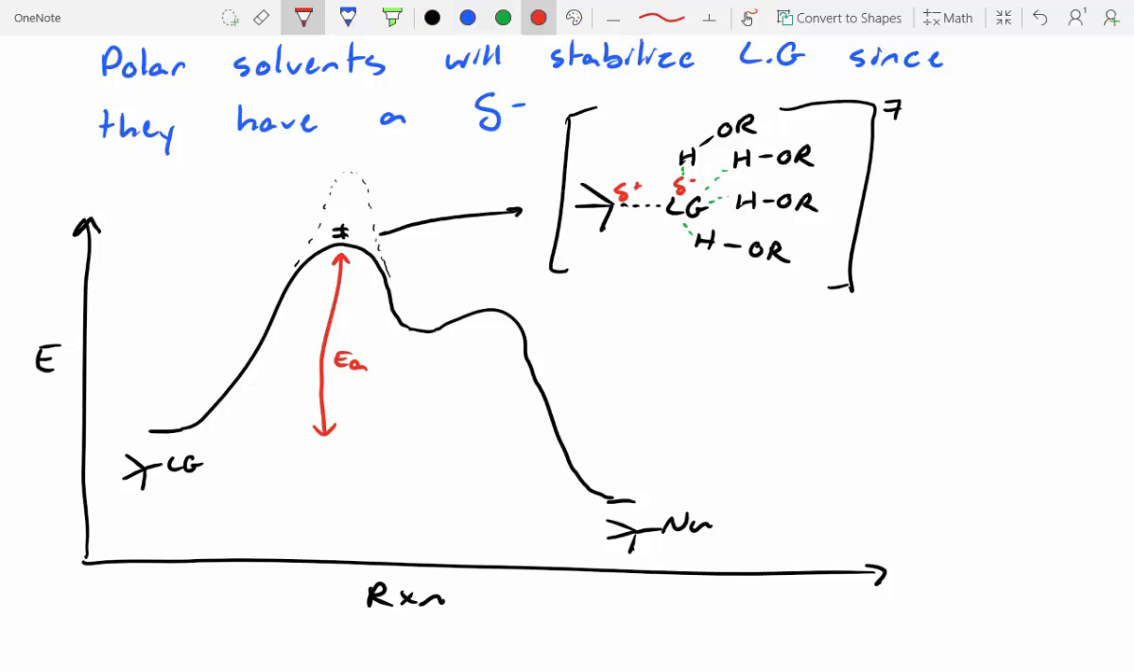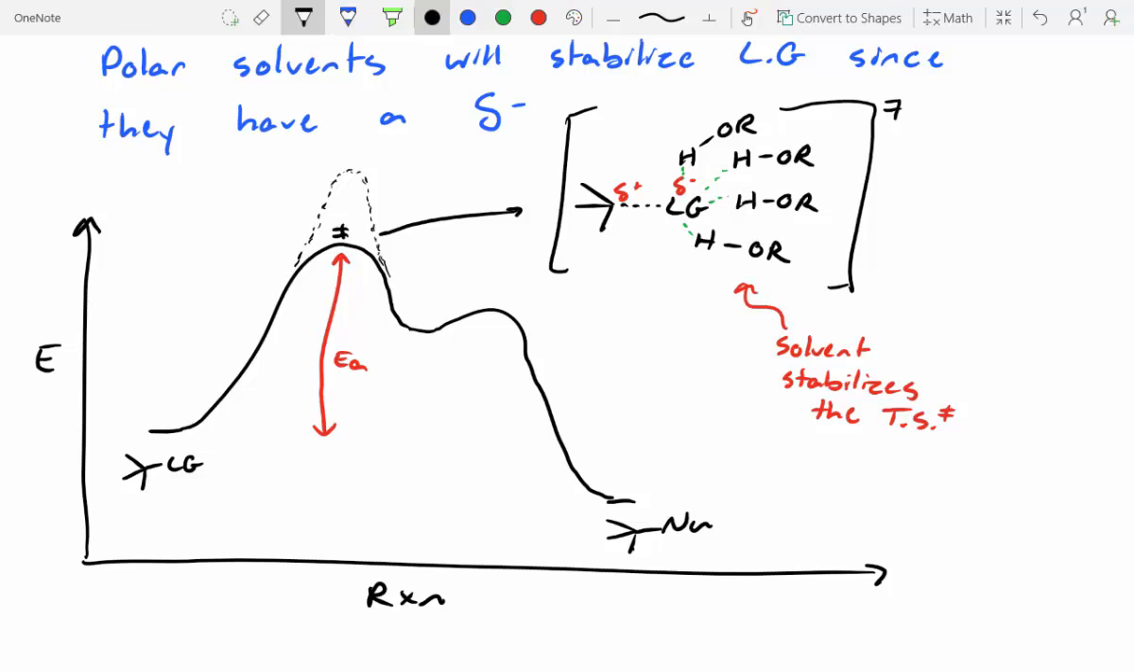So let's make a note under here. Solvent stabilizes the transition state. Without a stabilizing solvent, so let's say we used a nonpolar solvent, that hill would be much, much, much higher. The polar solvents, particularly ones that hydrogen bond, will stabilize it considerably. Does that make sense?